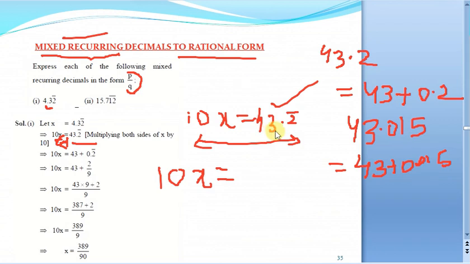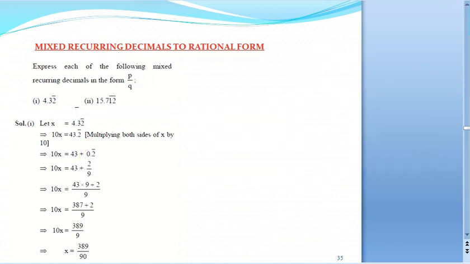Now see, this 43.2 bar, can I actually write it as the number before the decimal as it is, plus 0.2 bar? Yes, I can write it. So my equation now will become 10x is equal to 43 plus 0.2 bar. This 0.2 bar is our pure recurring decimal, so let us convert it into the rational form now.